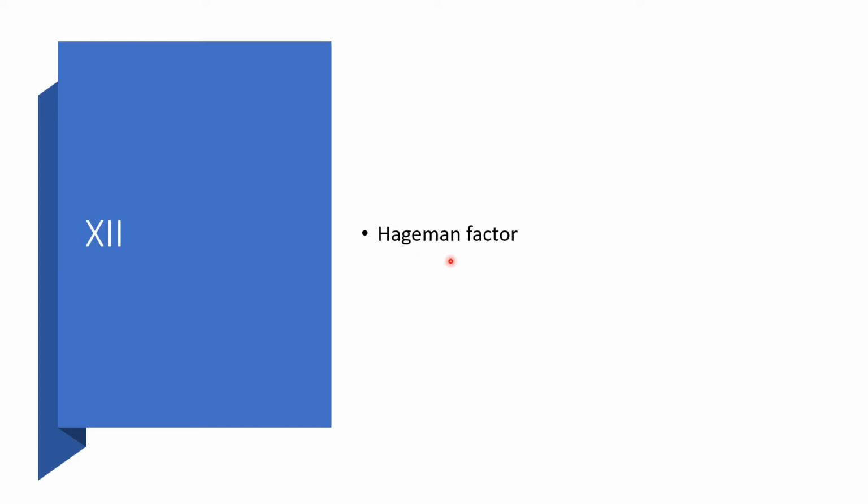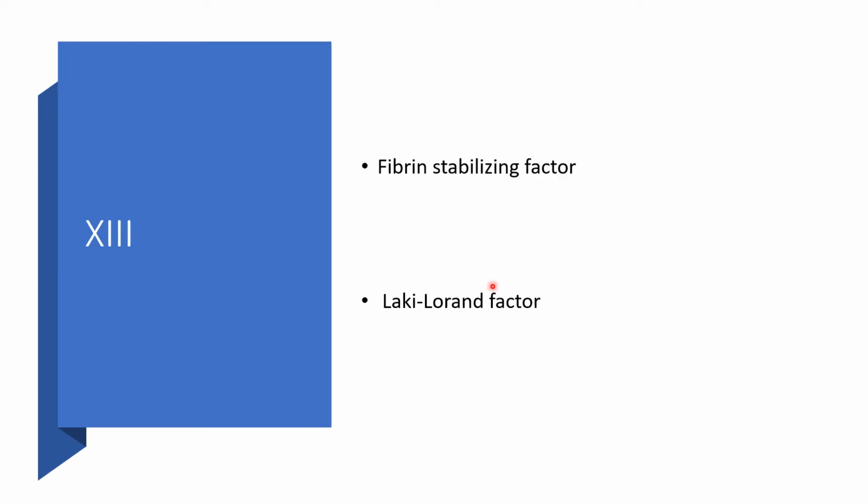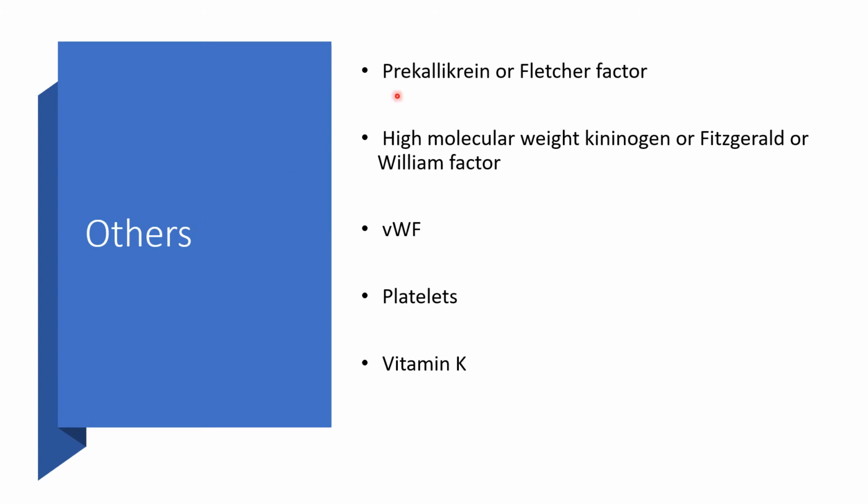Factor 12 is Hageman factor. Factor 13 is fibrin stabilizing factor or Laki-Lorand factor. Other factors will include prekallikrein or Fletcher factor, high molecular weight kininogen or Fitzgerald or Williams factor, von Willebrand factor, platelets or vitamin K.